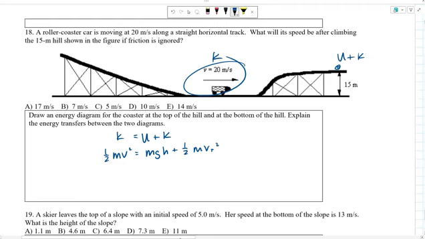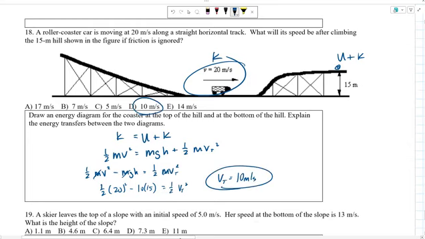You can draw the energy diagrams on your own. What we're going to do is find that final speed. So 1/2 mv squared at the bottom minus mgh at the top is equal to 1/2 mv squared at the top. The m's can all cross out, so we have 1/2 times 20 squared minus 10 times our height of 15 meters is equal to 1/2 that final speed squared. When we solve for that final speed, it ends up being 10 meters per second, which makes sense. We know that object has to slow down.